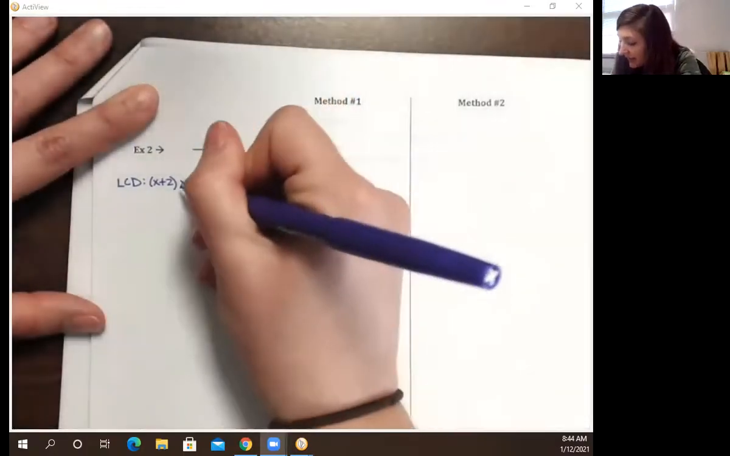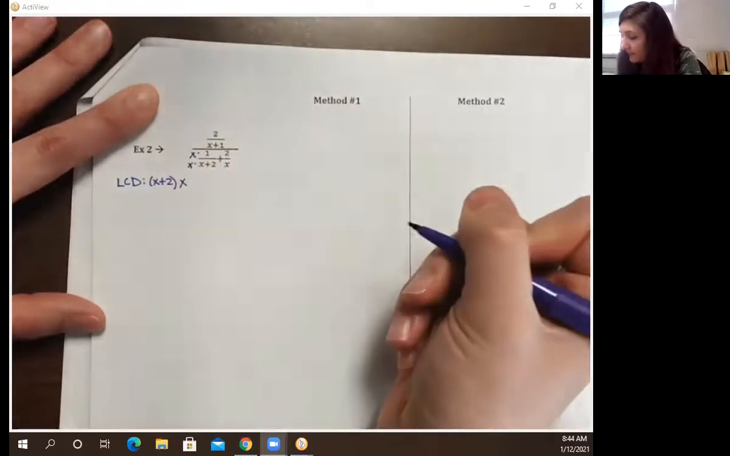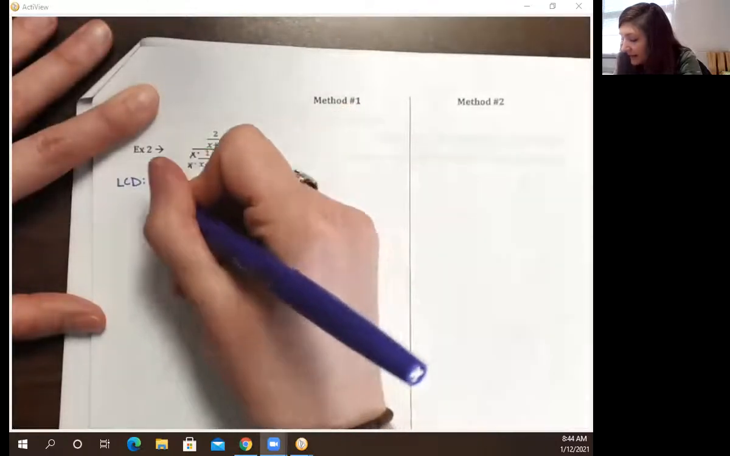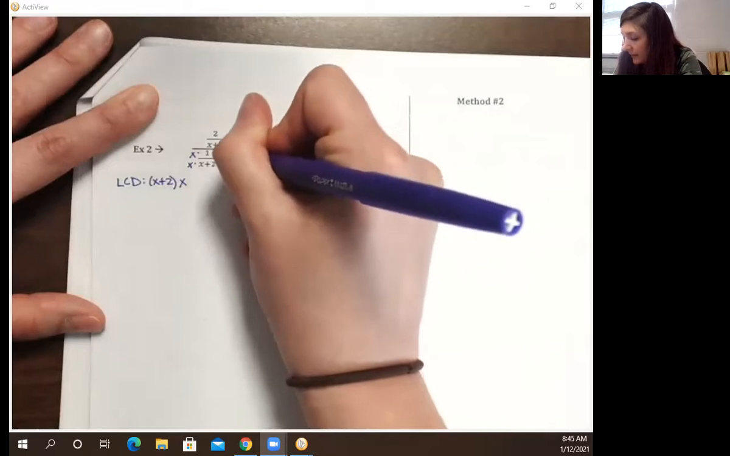This first term has the x plus 2, but not the x. So I've got to multiply by x on top and bottom. My second term has the x. It needs the x plus 2. So I'm multiplying by x plus 2 on top and on bottom.